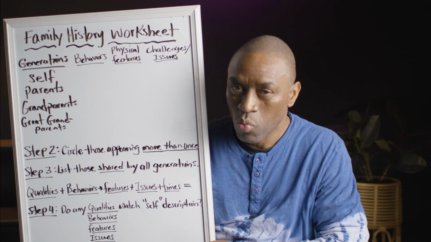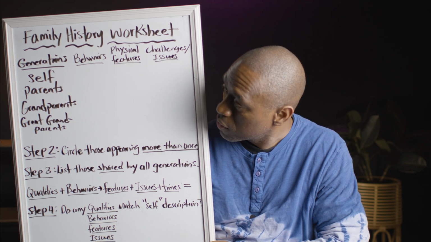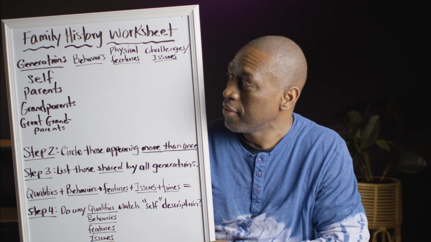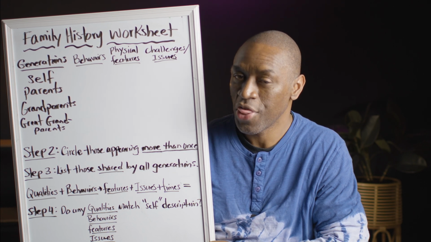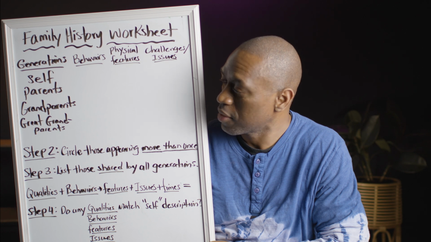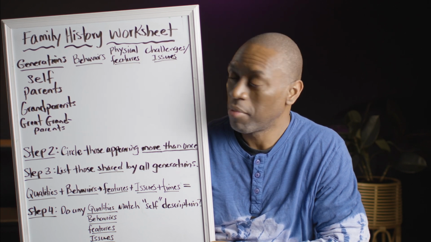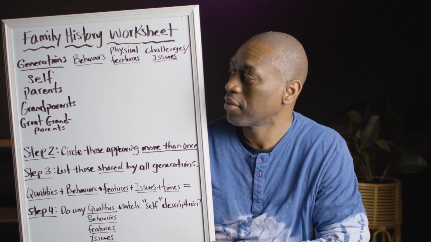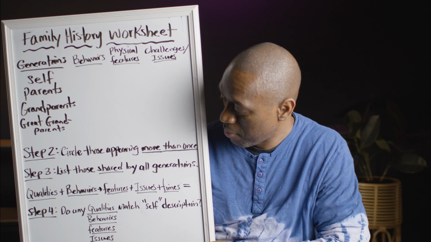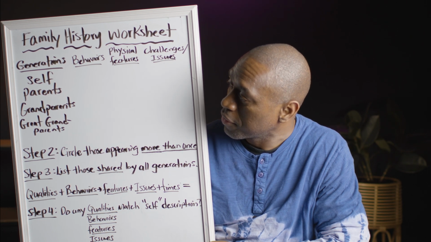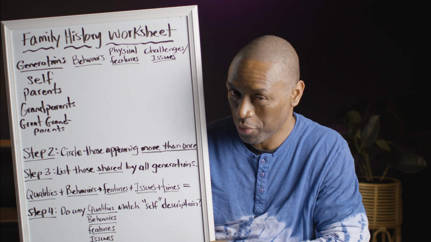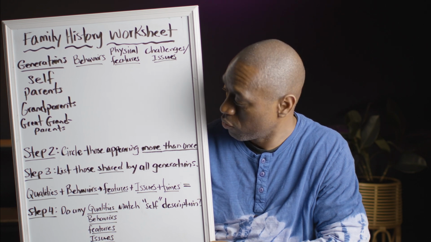In step 2, you want to circle from step 1 those qualities, behaviors, physical features, issues and challenges, and benefits and assets that appear in more than one generation. So for instance, as I mentioned a moment ago, healing and being a spiritualist reoccurs among myself, among my grandfather, among my great-grandmother, among her mother. And so that would certainly be a benefit and asset that runs within my family. And so any of those qualities, behaviors, physical features, issues, and benefits and tools, you want to circle them only if they appear more than once. And I'll explain in a moment why we do that.